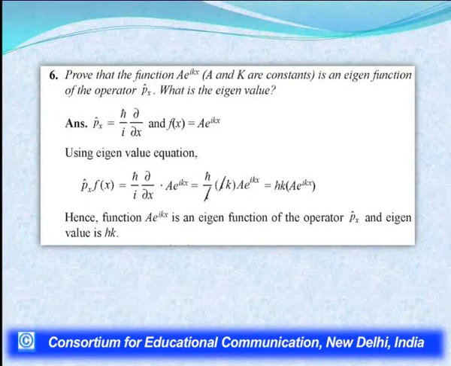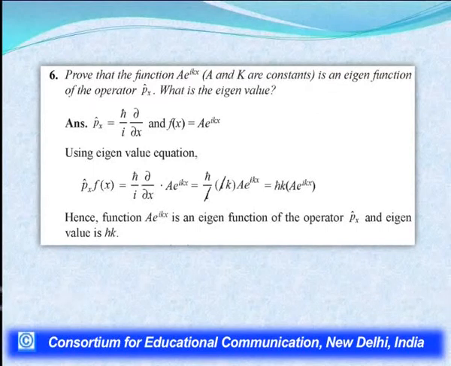See question number 6. Prove that the function A e to the power of ikx, where A and k are constants, is an eigen function of the operator p, and also find the eigen value. So you have seen that in all these questions, one should know the expressions of the various operators, which is the most important thing a student should know, and how to do simple differentiation and integration, and nothing else is required. Now see the answer.